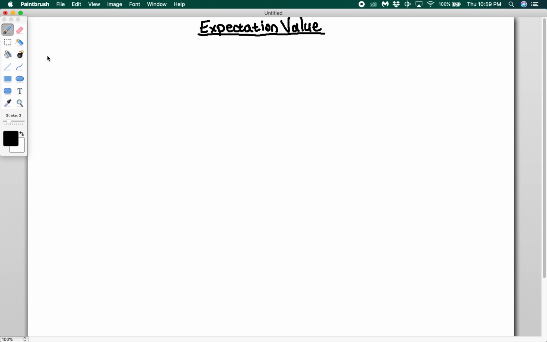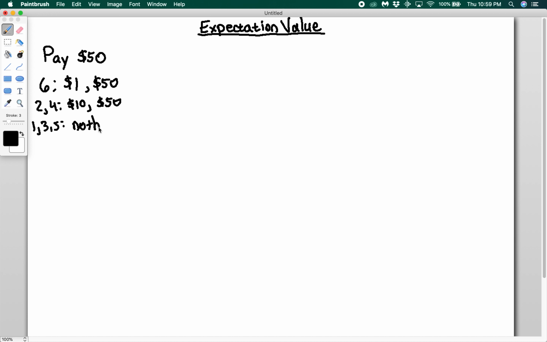We're going to say that you are going to pay $50 to play this game. Okay, now if you roll a 6, you win $1 and you get back your 50. If you roll a 2 or a 4, you win $10 and you also get back your 50. But if you roll a 1, 3, or a 5, you get nothing, and you do not get back your $50, because that wouldn't make a whole lot of sense.